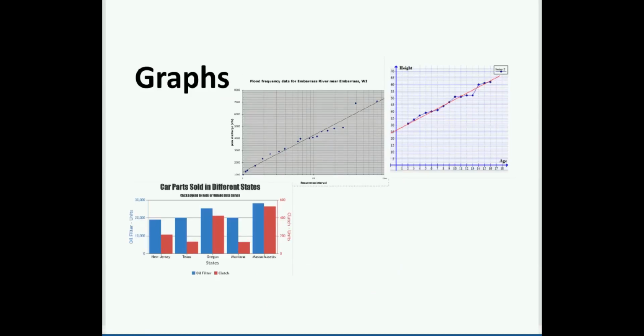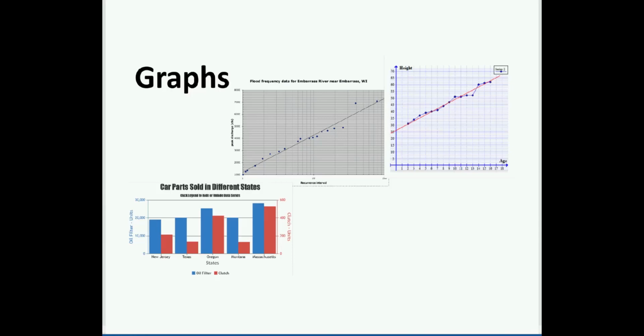These are some examples of graphs. You can see in each of these, let's talk about what's good and bad about each of them. I'm going to use pink color because none of these have pink. Okay, so let's talk about what's good and bad about each of these graphs.